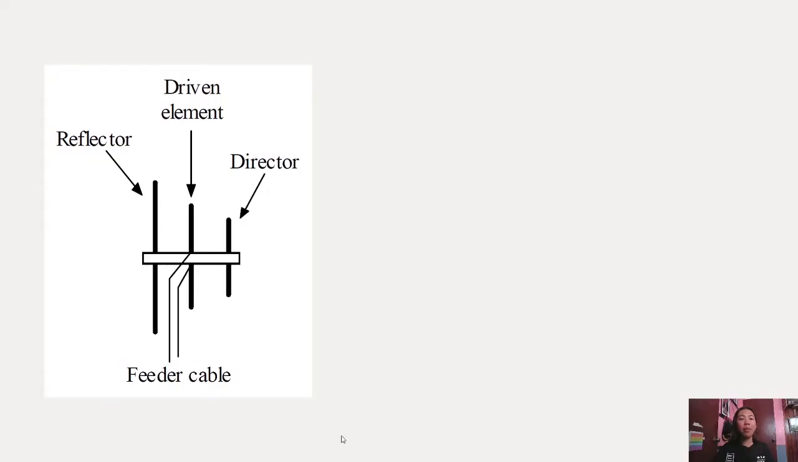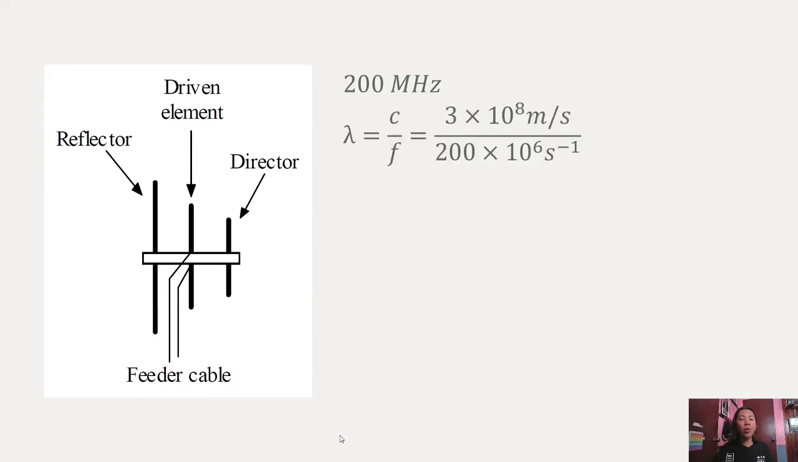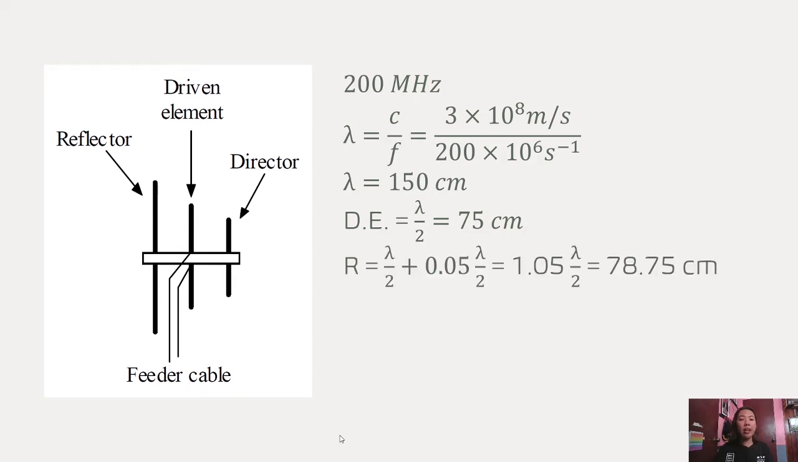Let's say, for example, that an antenna operates at a frequency of 200 megahertz. Its wavelength will be 150 centimeters, and therefore the length of the driven element is half the wavelength, which is 75 centimeters. Then the length of the reflector will be 5% longer, so it will be 78.75 centimeters.